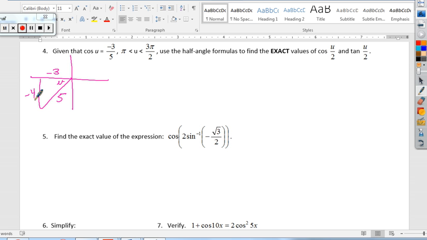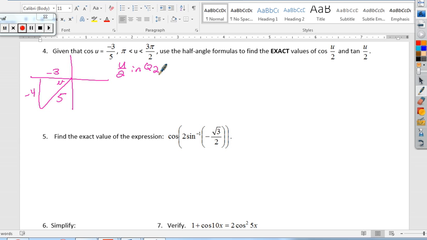I need to figure out which quadrant u over 2 is going to be sitting in. So if this is u, just pick any angle in quadrant 3. So for example, 200. If I divided that by 2, that would give me an angle of 100, which would move me into quadrant number 2. So u over 2 is in quadrant number 2, and the cosine is negative in quadrant 2. So we're going to use the negative formula for the cosine.